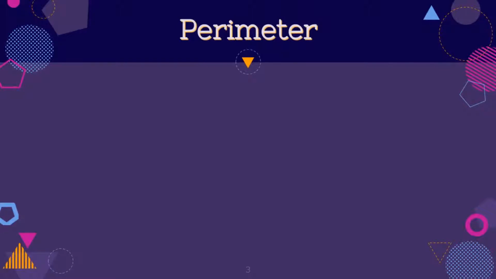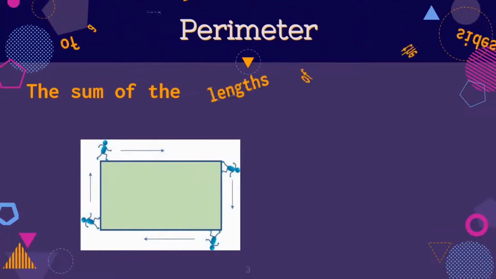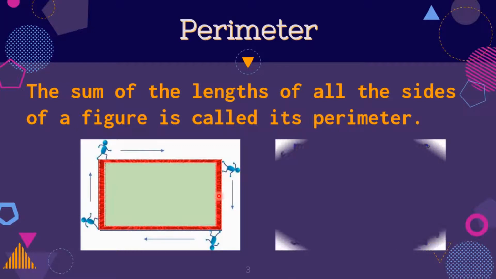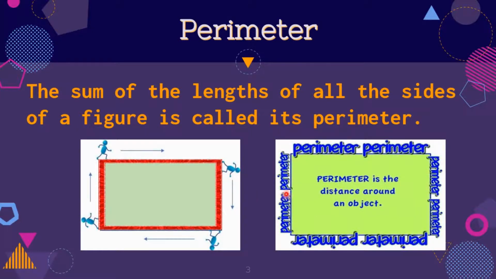You have already studied about perimeter in your previous standards. Let us revise once what is meant by perimeter. Perimeter can be defined as the sum of the length of all the sides of a figure. Perimeter can also be defined as the distance around an object.